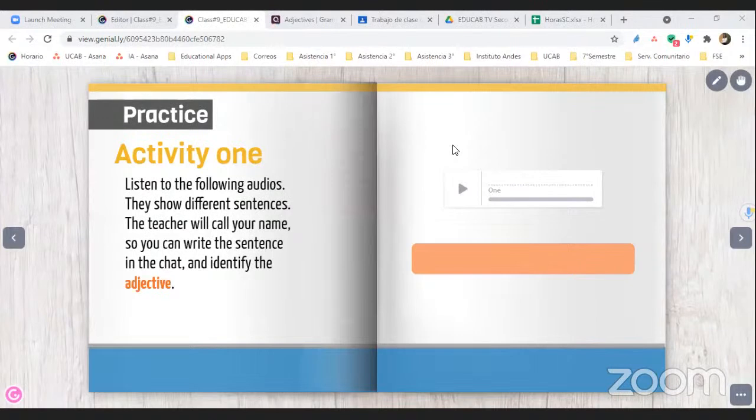So for this one, I'm going to ask Luisana to participate. Luisana, everyone is going to listen to the audio and write the sentence in their notebook. Everyone is going to do it. But Luisana is the only one that is going to write the sentence in the chat. Okay, Luisana? Okay, perfect. When you write the sentence in the chat, you're also going to tell me which is the adjective, okay?